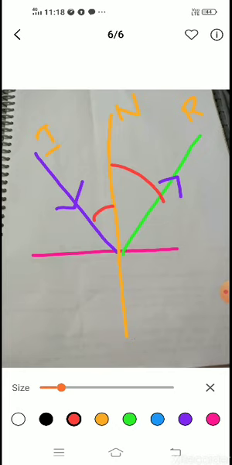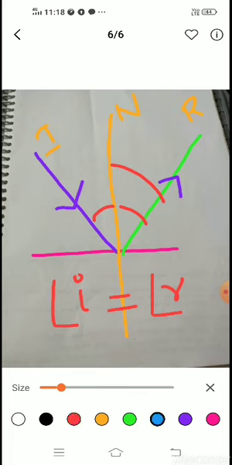Just for your understanding, I have made it quite big, so it will also be in the same direction. From this you can understand that the angle of incidence and the angle of reflection will be equal.